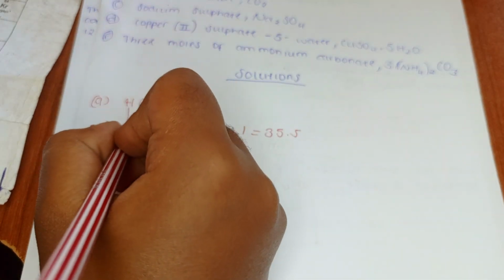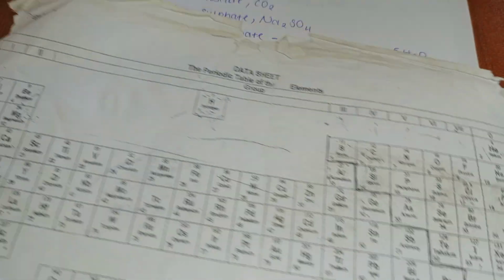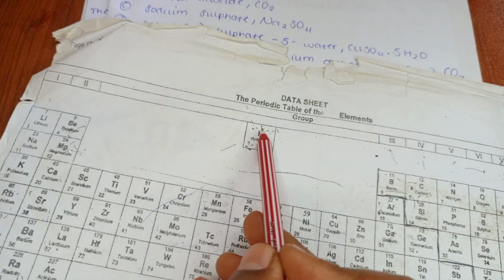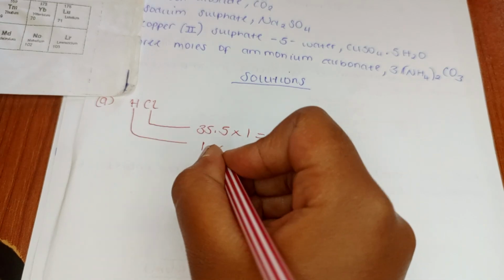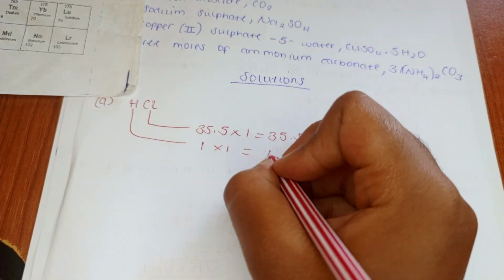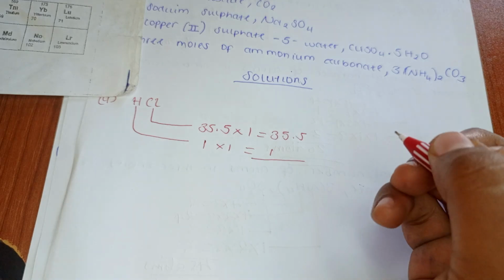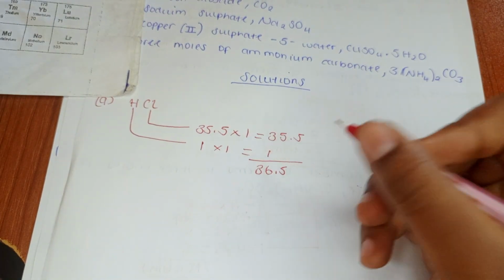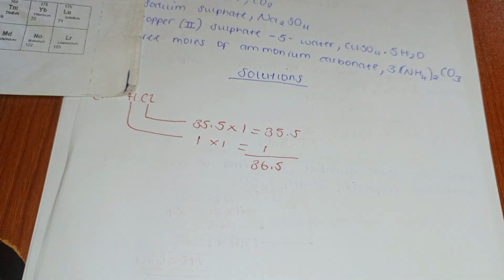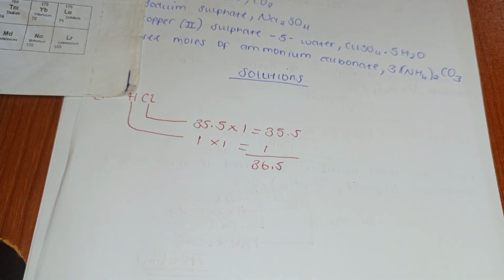And then hydrogen's mass number is 1, the one at the top here, so that's what we're going to put here. So 1 by 1 hydrogen atom is equal to 1. And 35.5 plus 1 is 36.5. So that's our Mr for hydrogen chloride, sorry.